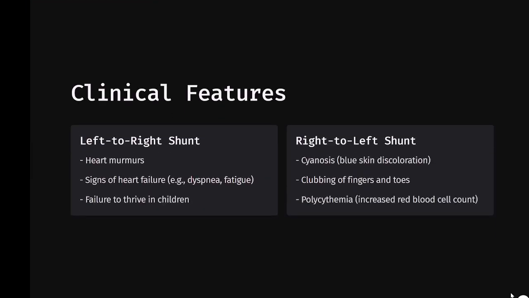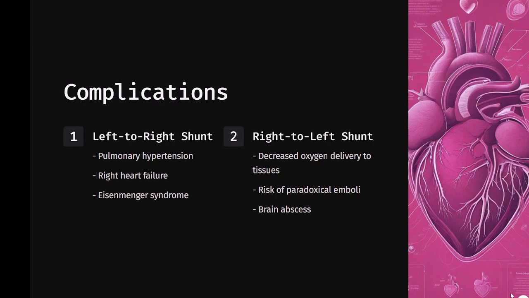Clinical features: heart murmurs, signs of heart failure, e.g., dyspnea, fatigue, failure to thrive in children. Cyanosis, blue skin discoloration, clubbing of fingers and toes, polycythemia, increased red blood cell count. Complications: pulmonary hypertension, right heart failure, Eisenmenger syndrome, decreased oxygen delivery to tissues, risk of paradoxical emboli, brain abscess.